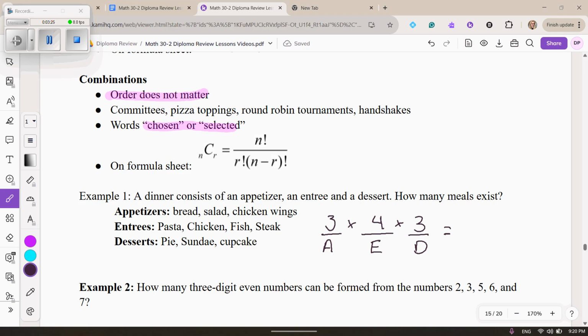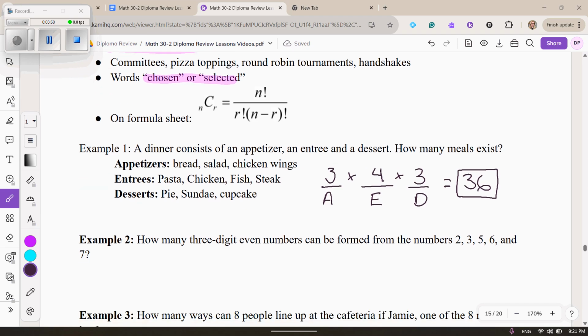Remember that other strategies include creating a list, right? You could list all of them out, or create a tree diagram. Those are strategies that would help you get to the answer of 36 different meals. Okay, so that's the fundamental counting principle, and you will multiply those together.